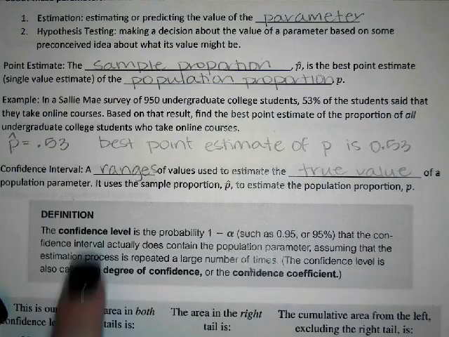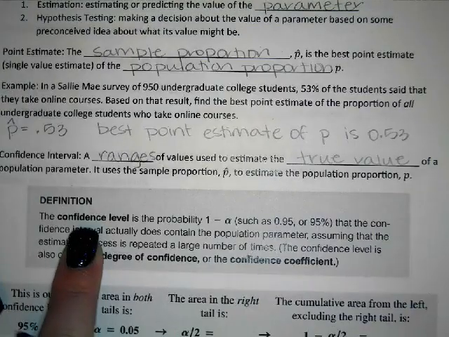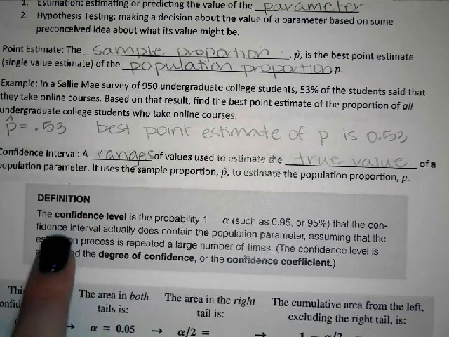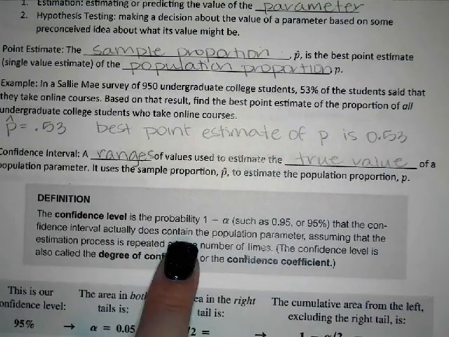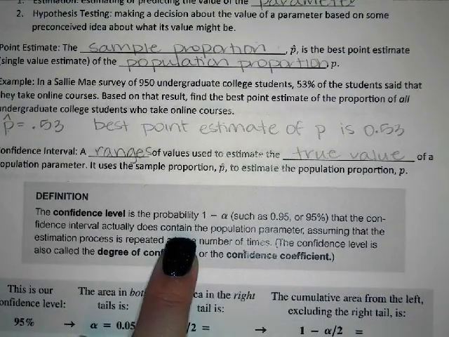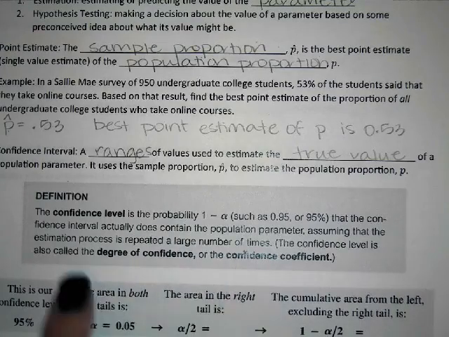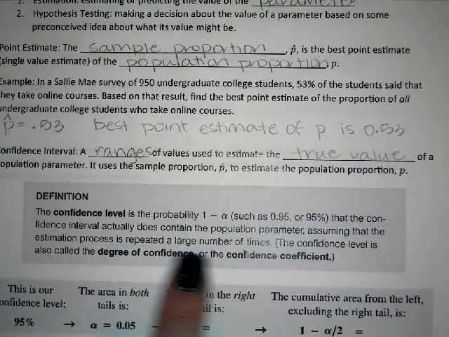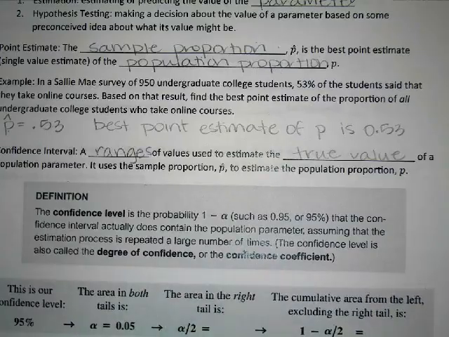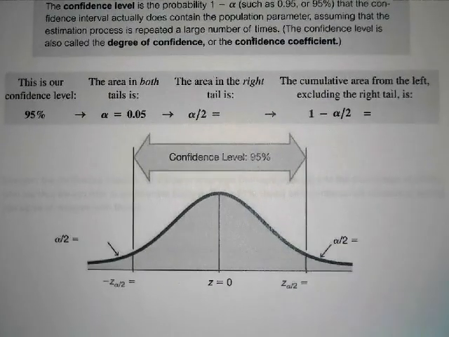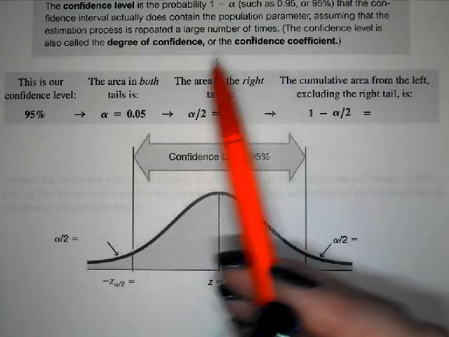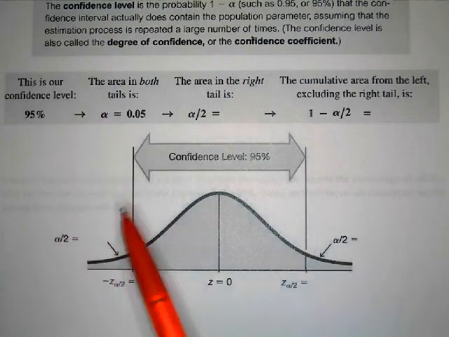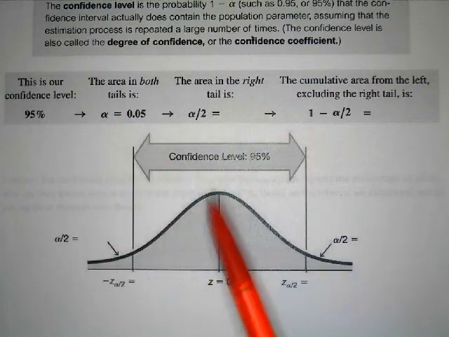So here it says our confidence level is the probability that the confidence interval actually does contain the population parameter, that it actually is correct, assuming that the estimation process is repeated a large number of times. So here I'm going to show you how they calculate these probabilities, or the probability that the confidence interval actually contains that number.